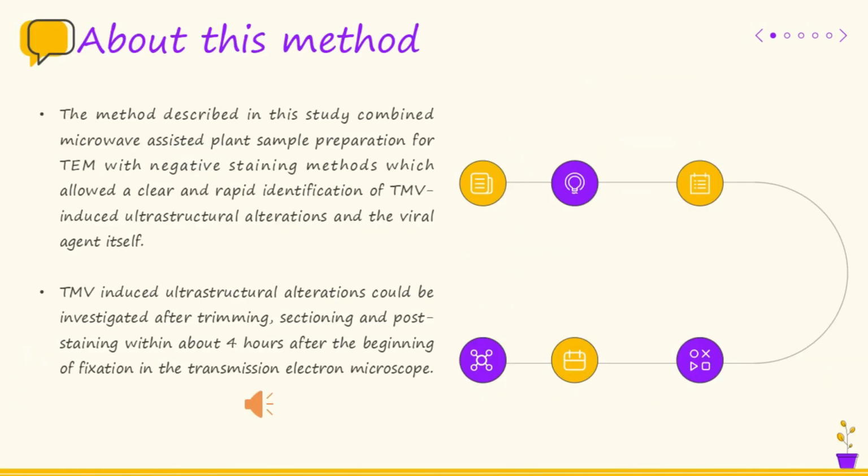About this method. The method described in this study combined microwave-assisted plant sample preparation for TEM with negative staining methods, which allowed a clear and rapid identification of TMV-induced ultrastructural alterations and the viral agent itself. TMV-induced ultrastructural alterations could be investigated after trimming, sectioning, and post-staining within about 4 hours after the beginning of fixation in the transmission electron microscope.